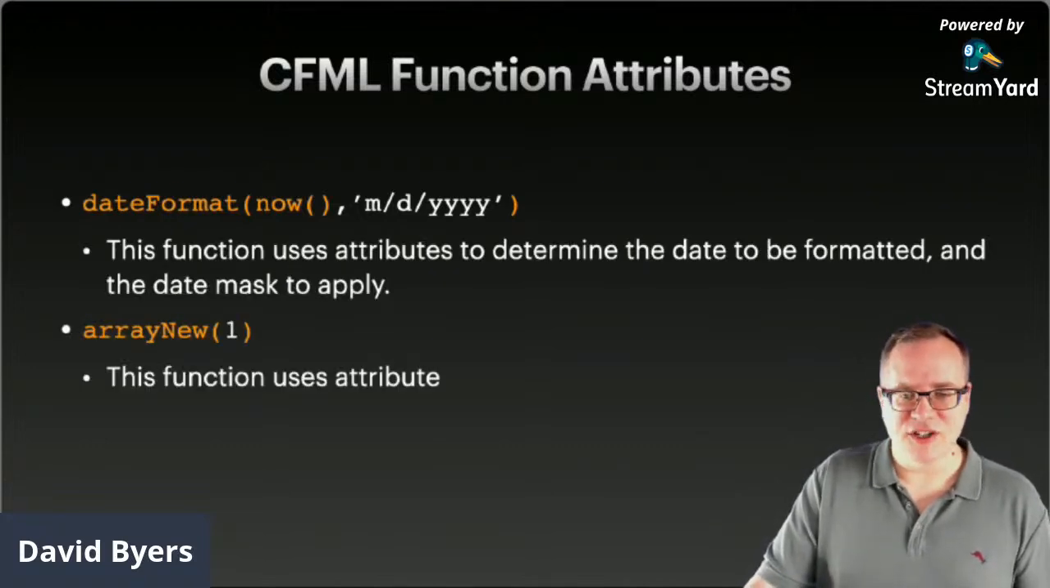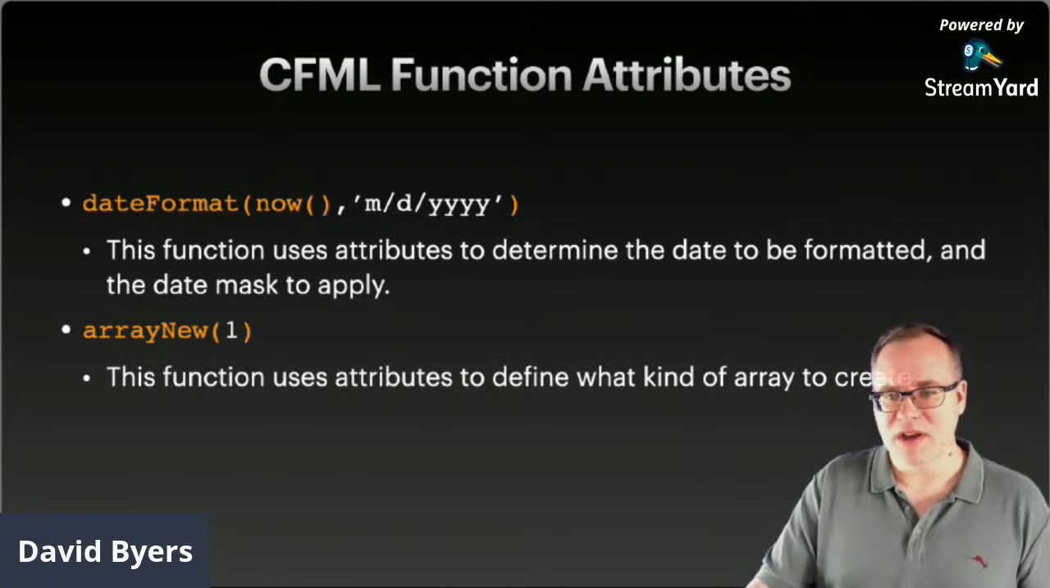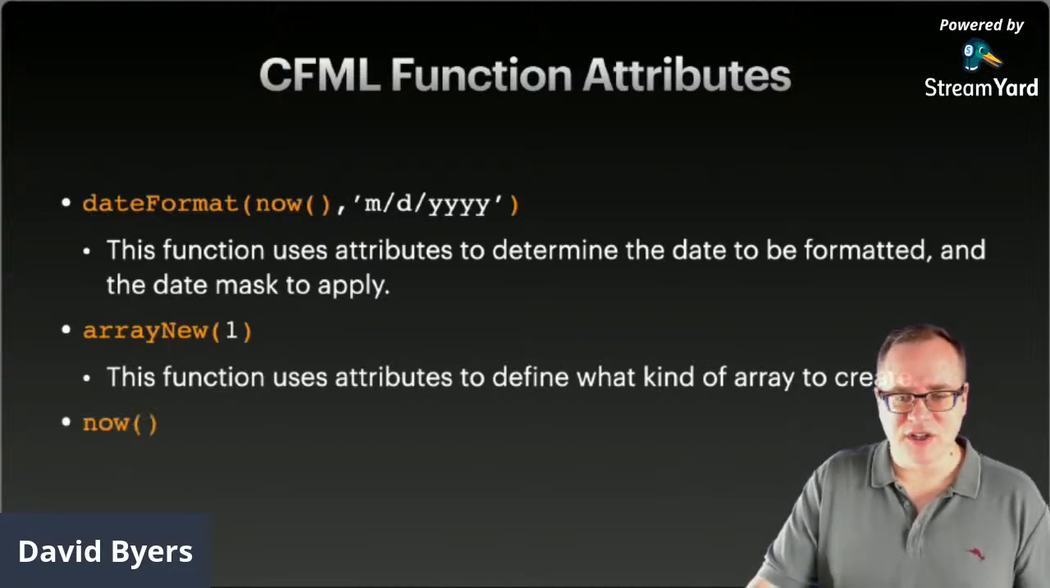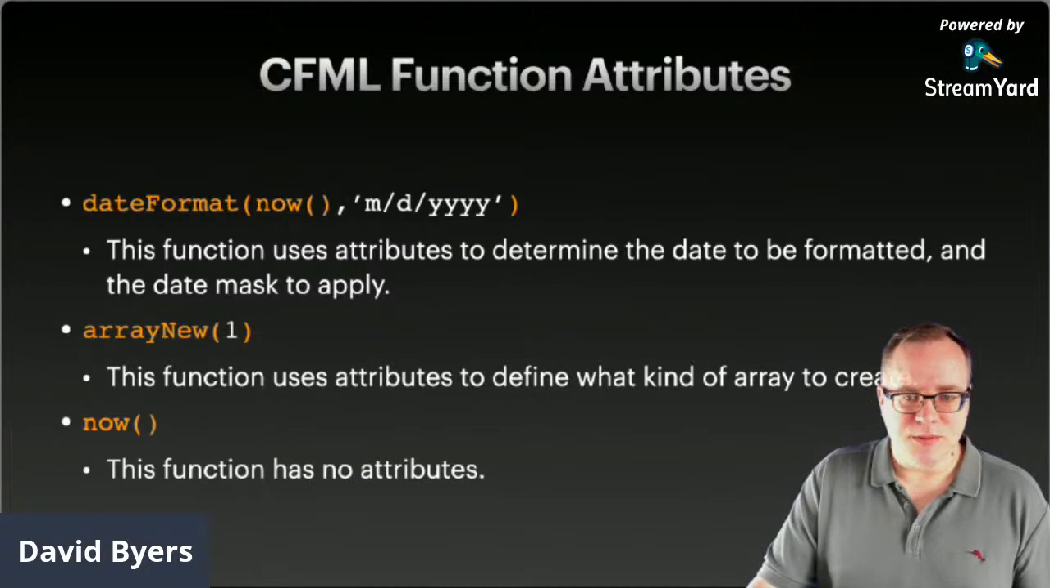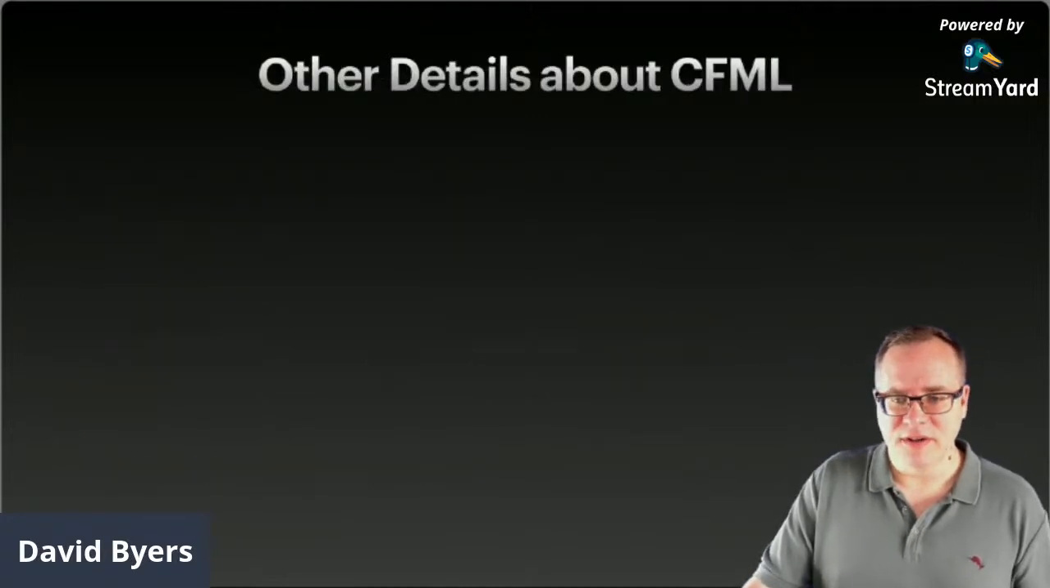The array new function uses an attribute to determine what kind of array to create, whether it's a one-dimensional array, two-dimensional array, so on and so forth. And then the now function is a function that has no attributes. You type the now function, that's it. It tells you what date and time it is on the server.